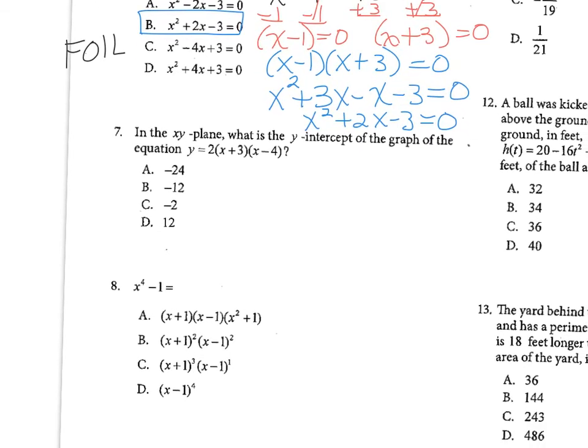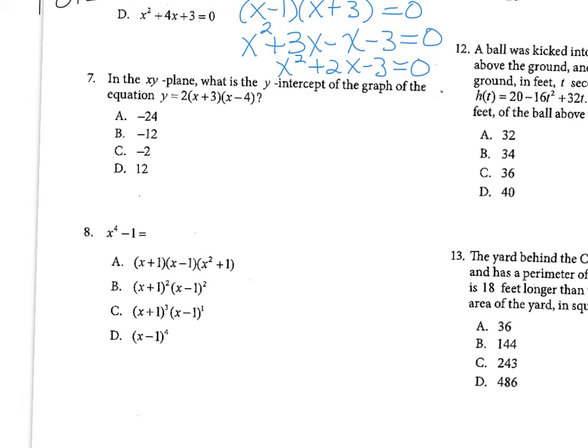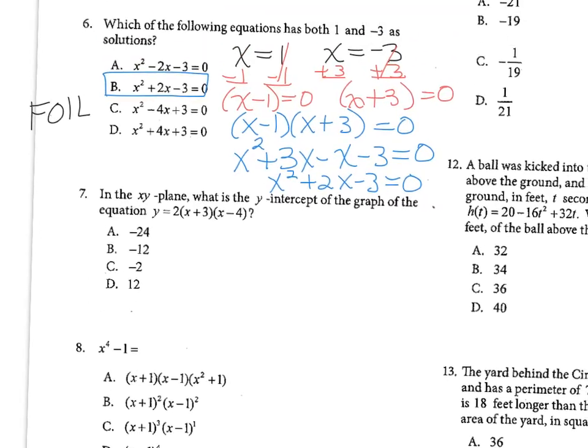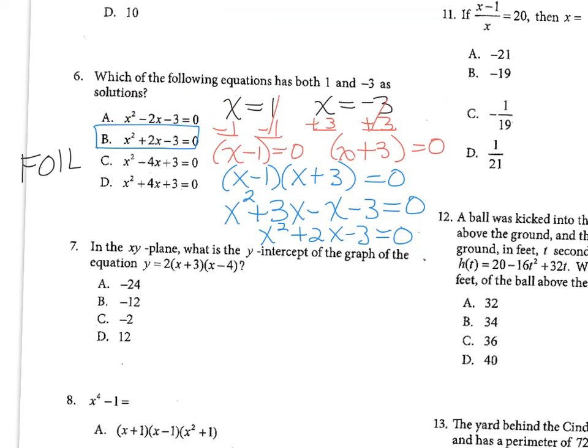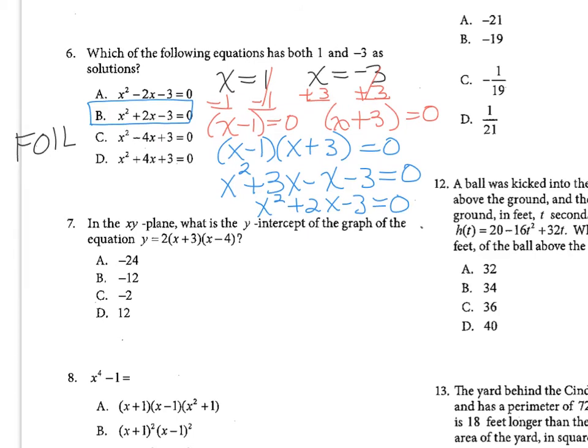Number 6. Number 7. In number 7, it says, if in the plane xy, what is the y-intercept of the graph with the equation y equals, and then they give you an equation. Now, let's talk about x-intercept. We just said that the solutions for this were the x-intercepts, right? Now, if it's a solution, I have x equals 1, right? Which means that x is equal to 0.